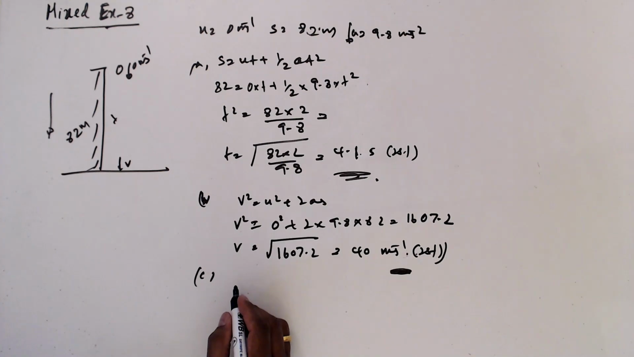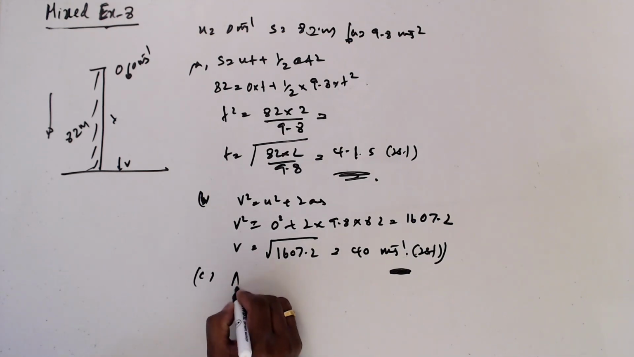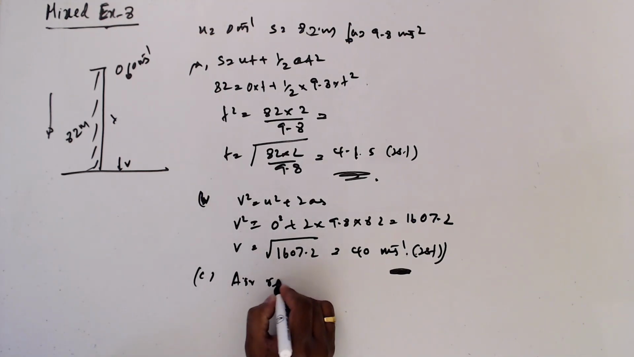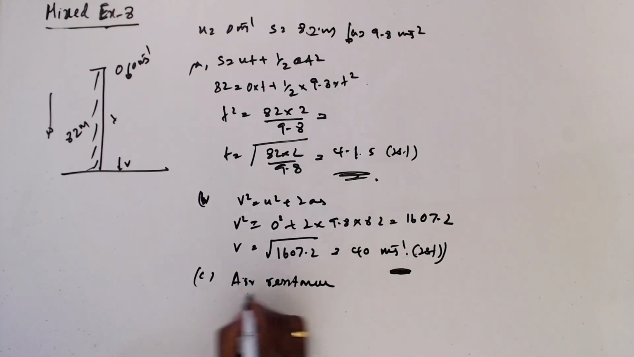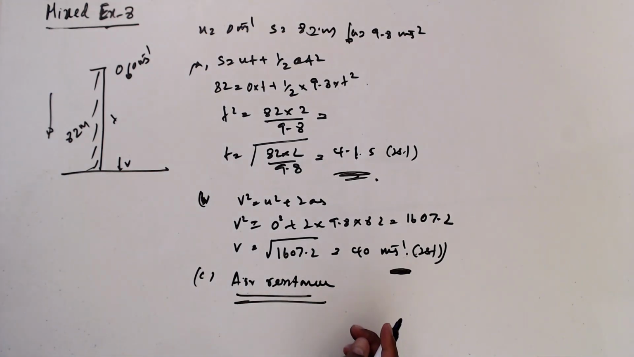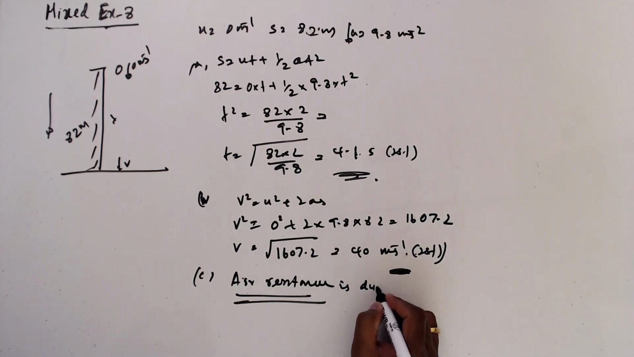Part C. State one physical factor which has been ignored in making your calculation. Mainly the air resistance. Air resistance is disregarded.